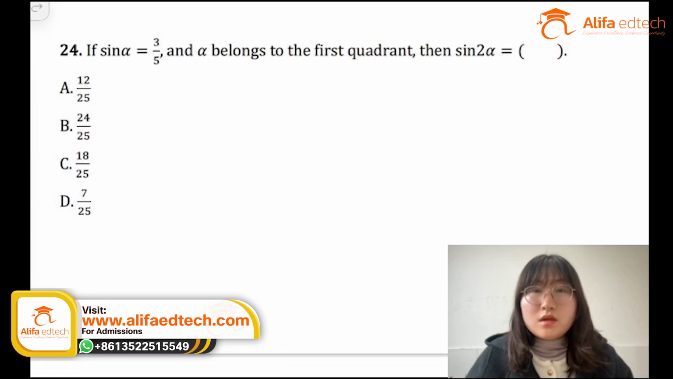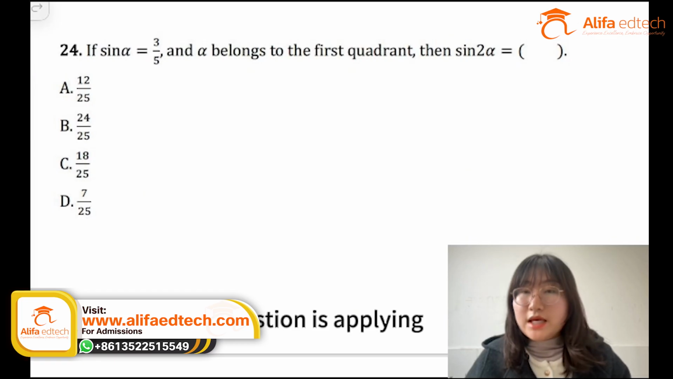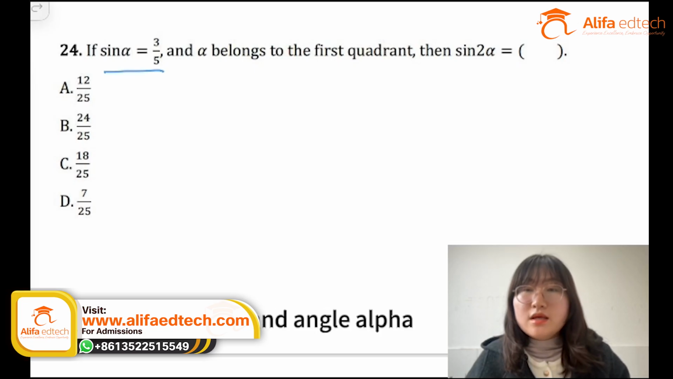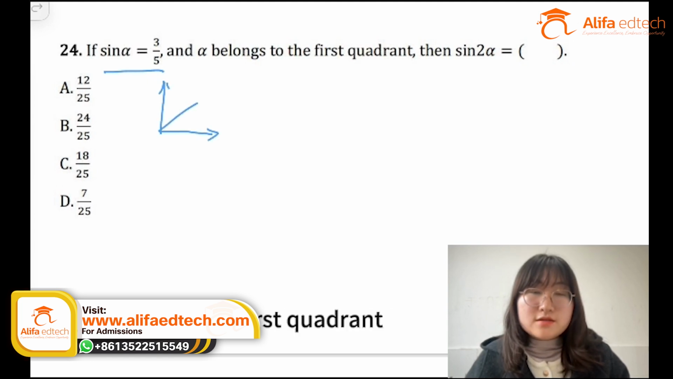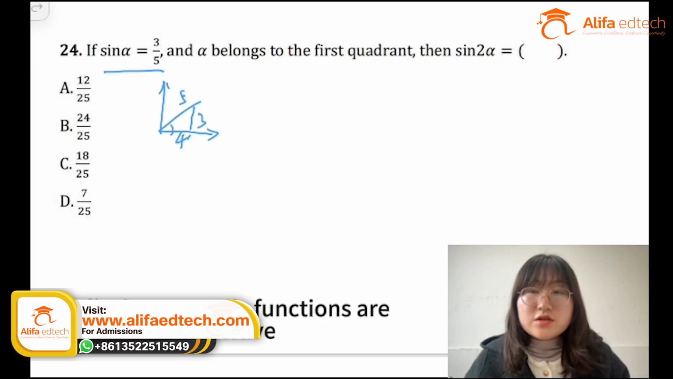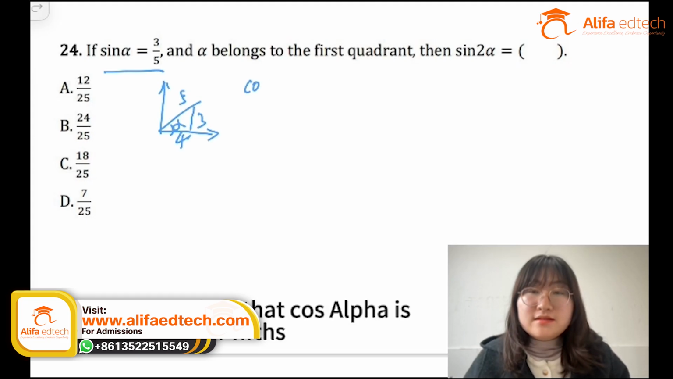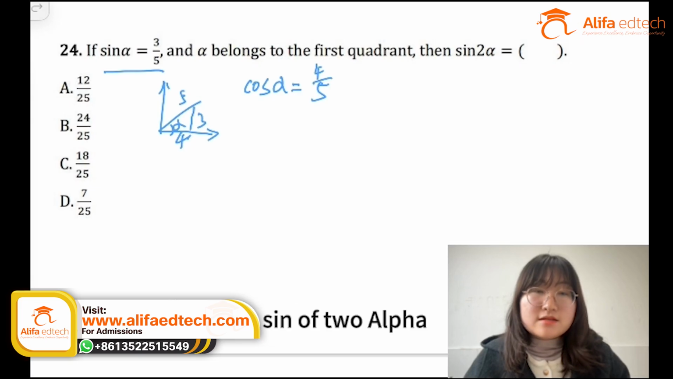Question 24. The focus of this question is applying the double angle formula for sine. We are given that sine of alpha equals 3/5 and angle alpha belongs to the first quadrant. In the first quadrant, all trigonometric functions are positive. We can easily find that cosine alpha is 4/5. The question asks for sine of 2 alpha. We must use the double angle formula.